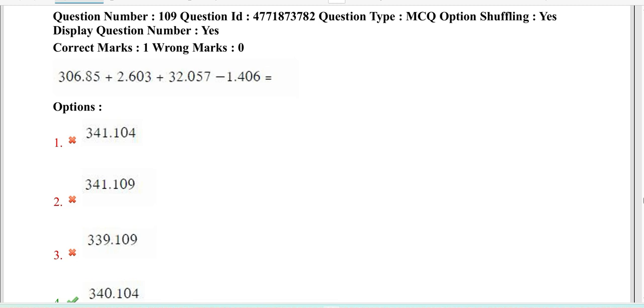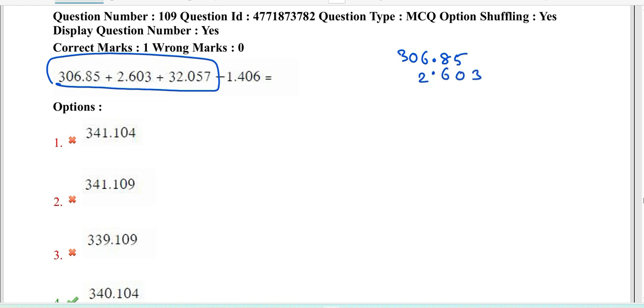306.85 plus 2.603 plus 32.057 minus 1.406. Firstly, let me add the first three numbers: 306.85, 2.603 and 32.057. I'm going to add them all. Here 10, 1 left; 10, 1 left; 11, 1 left. Here we get 15, 1 left, 11. This is 4, this is 3.